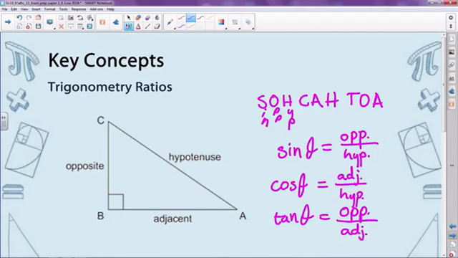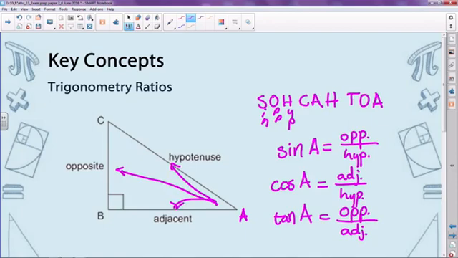Okay, now if we're looking from A, and that makes sense, let's get this out. Sine of A is equal to the opposite value over the hypotenuse value. And cos of A is equal to the adjacent value over the hypotenuse, and tan of A is equal to the opposite over the adjacent.